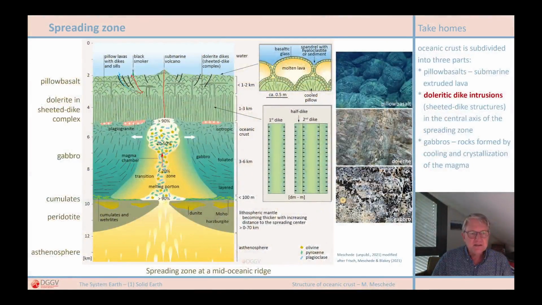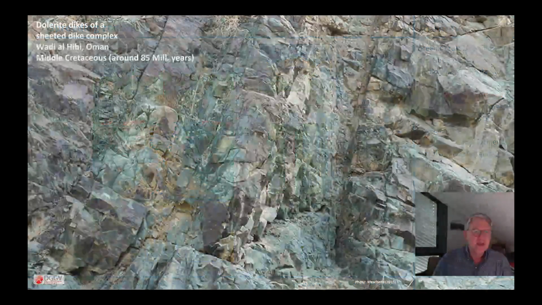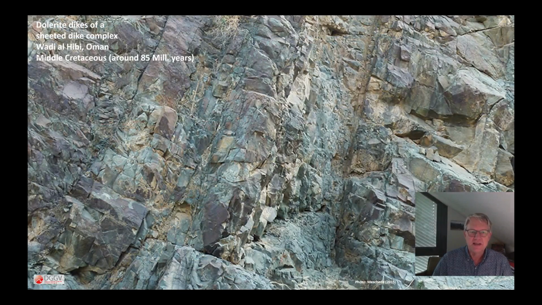The next layer is the sheeted-dike-complex. They are named this way because they look like layers which we know from sediments. But it's not stratification in that sense. They are dikes, that is the fissure in which the liquid lava rises from the magma chamber to the surface to flow out there. At some point, the lava stops and cools within the dike. The cooling occurs very quickly at the edges, creating a thin, chilled margin made up of volcanic glass.